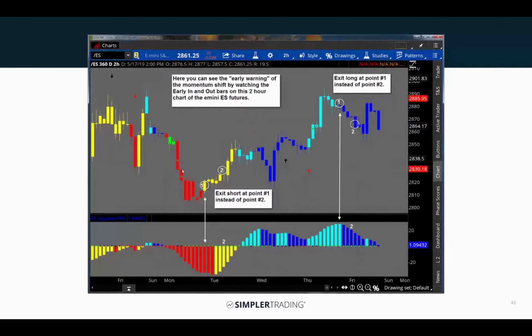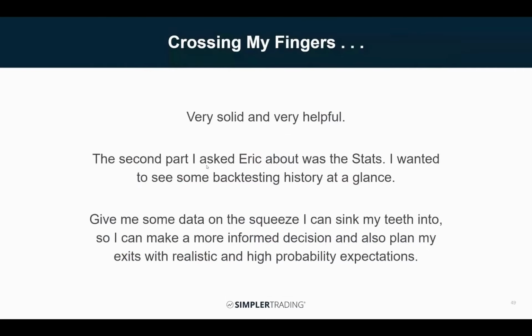Okay, so yeah, we've already looked at some of these examples. So again, very solid and helpful. So the second part I asked Eric about was just statistics. I'm like, all right, I like all this stuff, but give me some statistics. Like, when we're looking at gold, we could see from the stats that the average squeeze on a 5-minute chart is $2. Now this one's been more than that, but at least if we know what the average is, we know where we should take some chips off the table.